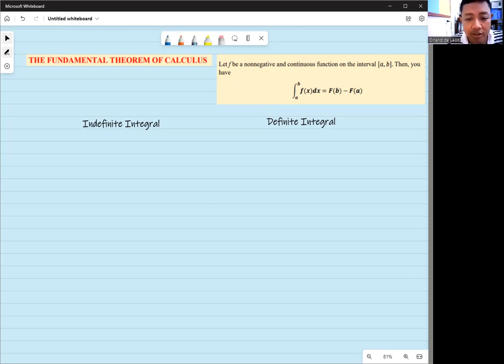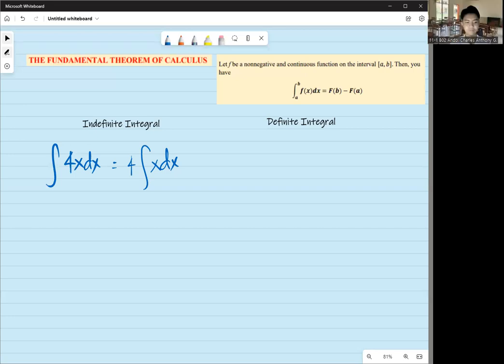Well, that's actually correct. So let's say, for example, we have this given. So we have the integral of 4x dx. Okay, let's find the integral of 4x dx. So this will be equal to 4 times the integral of x dx. I hope you can still remember the process. This is the constant multiple rule. And after that, let's now get the integral of this.